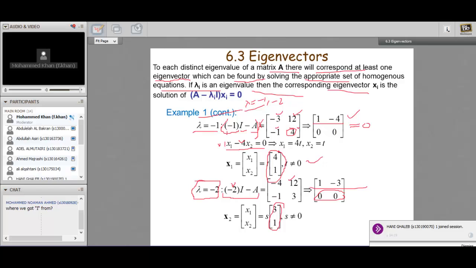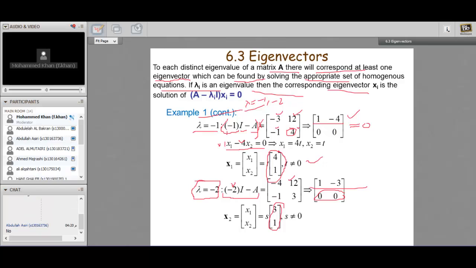Hopefully you understand how we can find the eigenvalues and how we can find the eigenvectors. If you are not understanding, we have some more examples. We will discuss these examples one by one. Any question up to here? Okay, let's proceed.